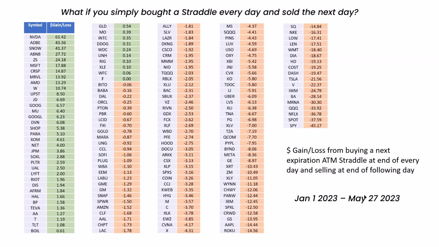If you did that this year, from January till May, this is the dollar amount you would have made in all of the stocks. And remember to multiply this by 100 because of the multiplier on options. NVIDIA, you would have made $6,100 so far this year by very simply doing that. In SPY, you'd have lost $4,500. So these are the stocks that so far this year, straddles have been underpriced, and these are the stocks where straddles have been overpriced. The orange ones have been overpriced.